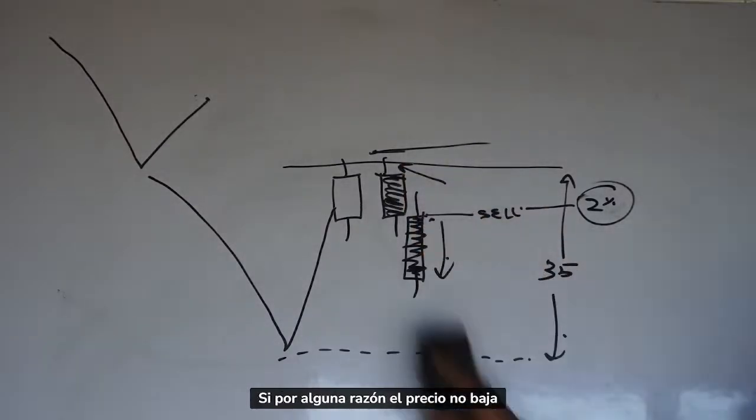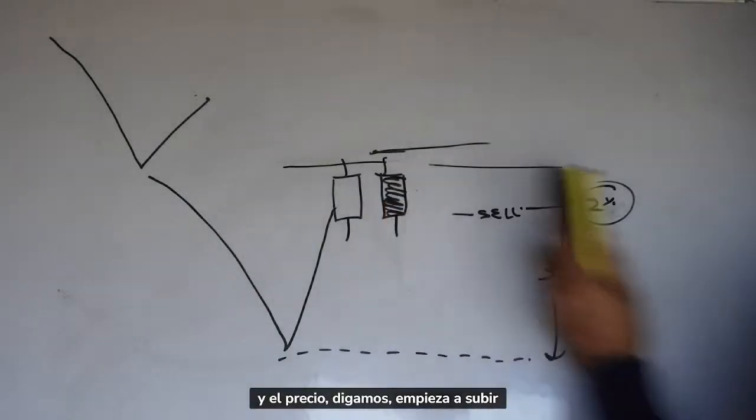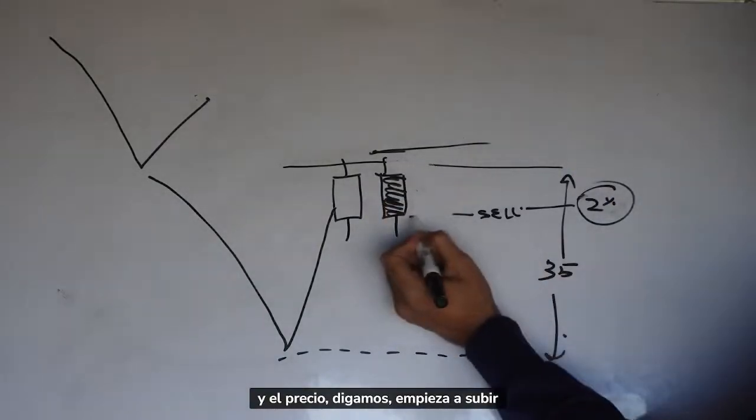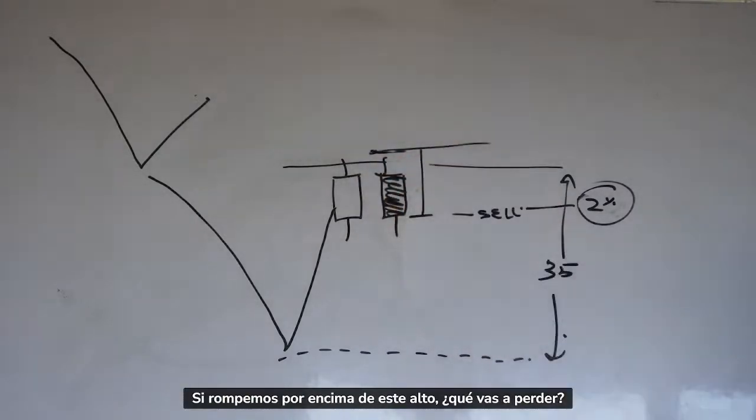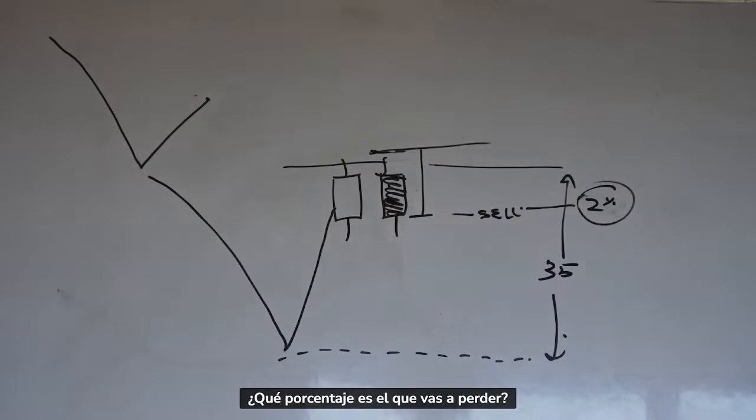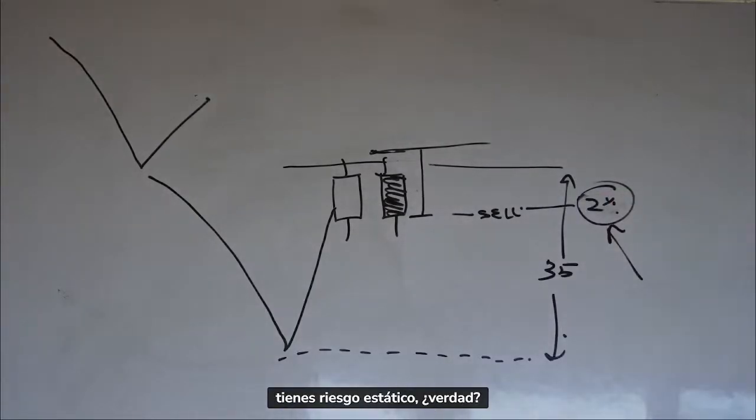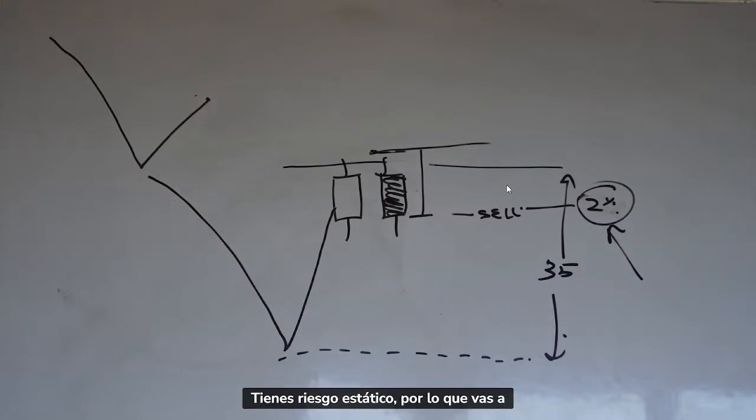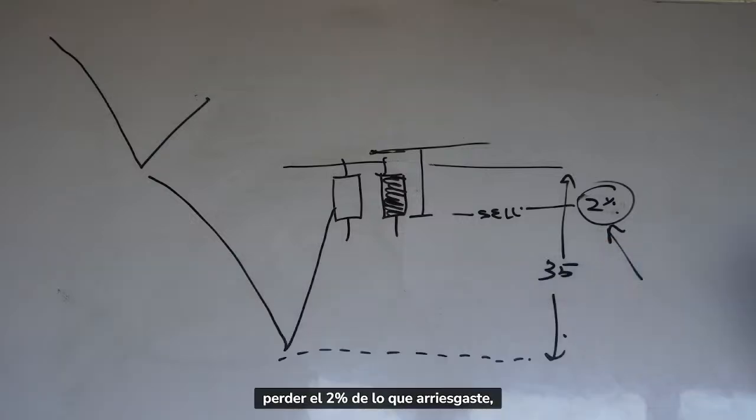If for some reason price does not go down, and price, let's say, starts to move up from this point, what are you going to lose, right? If we break above this high, what are you going to lose? How much percentage is it that you're going to lose? You're going to lose 2% because you have static risk, right? You have static risk, so you're going to lose 2% of whatever you risked, okay?